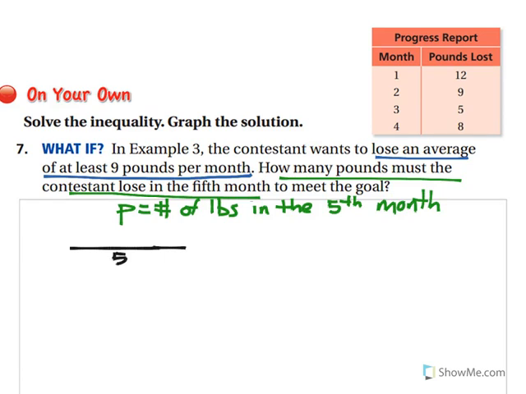And so we know we can do 12 plus 9 plus 5 plus 8 plus x, and it's going to be greater than or equal to, because we can lose more than that weight, but we have to have at least 9 pounds. That's where the 9 is going to come in. So we're going to simplify, giving us 34 plus, I'm sorry, I should have used a p instead of an x. My apologies.